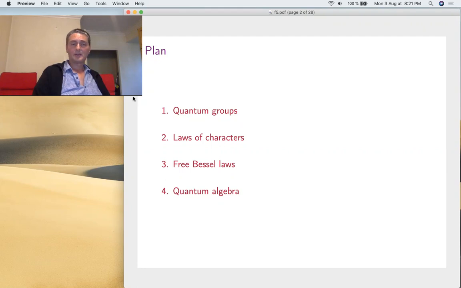Now, once the cube is done, we'll go back to the free Bessel laws and we'll have a probabilistic discussion about them, as advanced as we can. And then we'll discuss other quantum algebraic aspects of them, like inclusions, factors, noncommutative geometry, other things. So let's have this started.